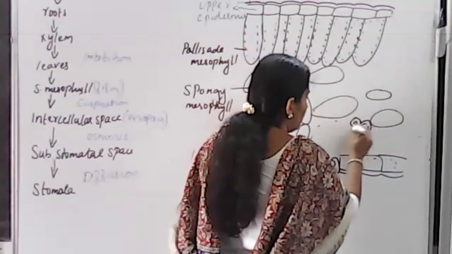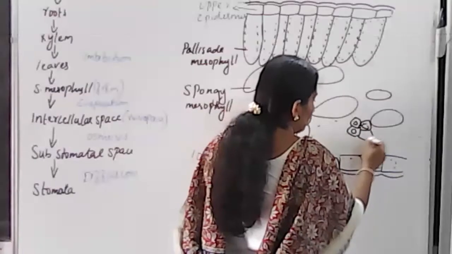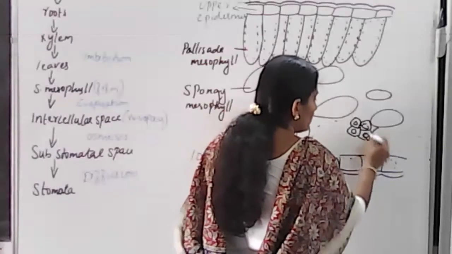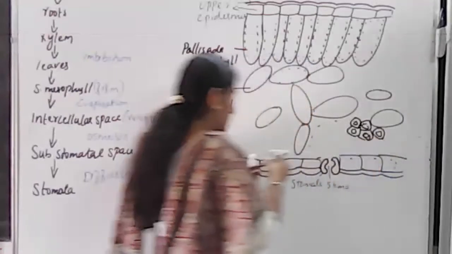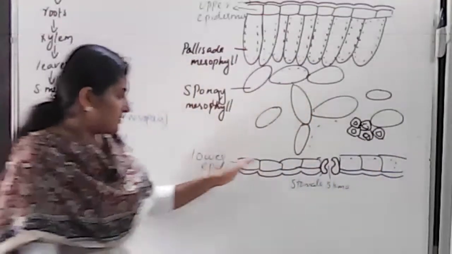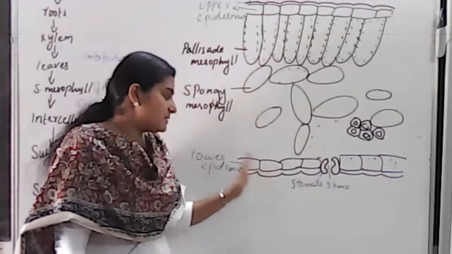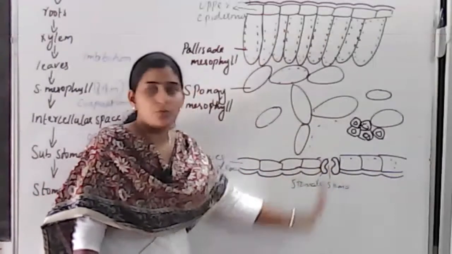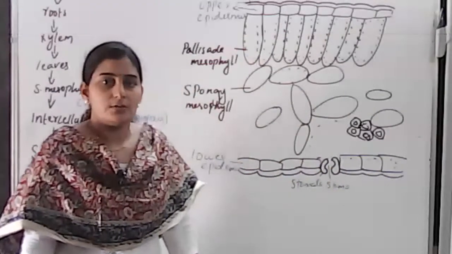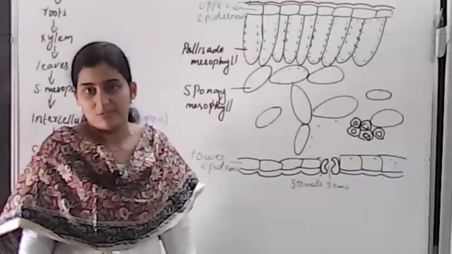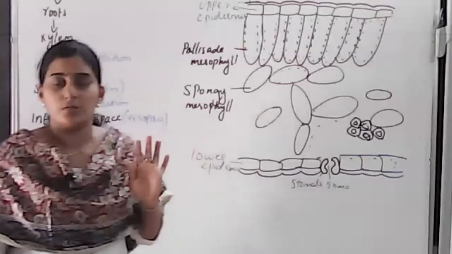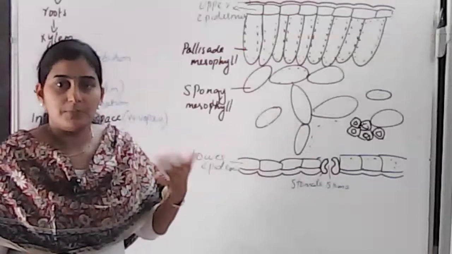Xylem cells, which carry water from the stem, also join here through some veins. Okay, that we'll see later. Then comes the lowermost epidermis, and in this lower epidermis you have certain stomata also, which help in the process of transpiration. So why did we study the structure of this leaf? What's the purpose of that?